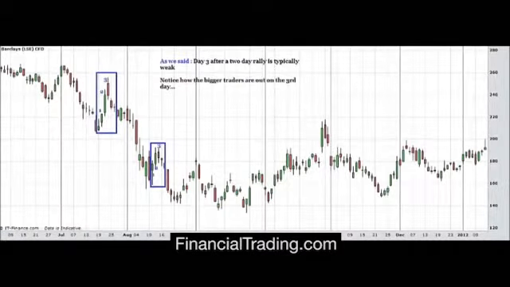We've got the chart here for Barclays, as we've got two examples on here. As we said, day three after a 2-day rally is typically weak.